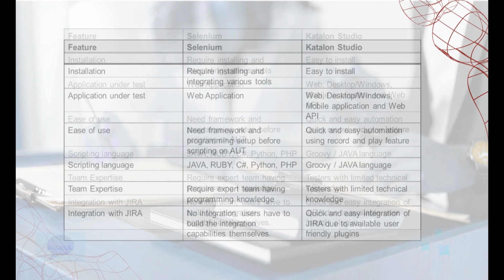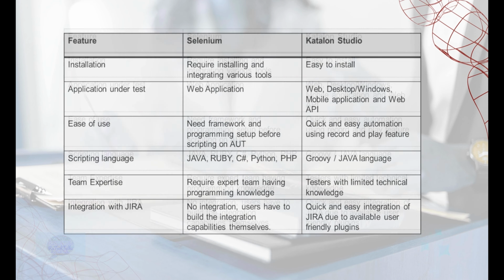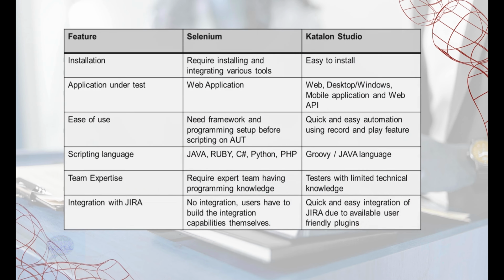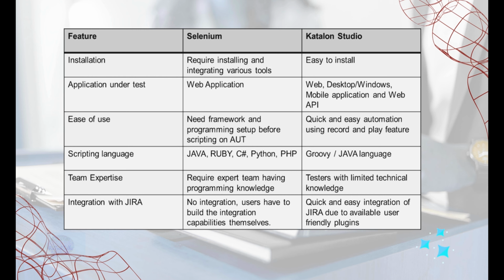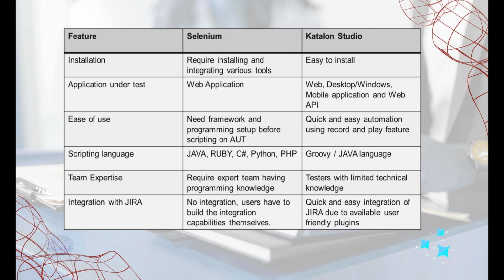About integration with Jira, Selenium has no integration with Jira. Even if you want to integrate it with Jira, you need good, expert programming skills, and users have to build and integrate the capabilities themselves. Whereas in Katalon Studio, it's very easy to integrate with any plugin. It's a quick and easy integration of Jira due to available user-friendly plugins.